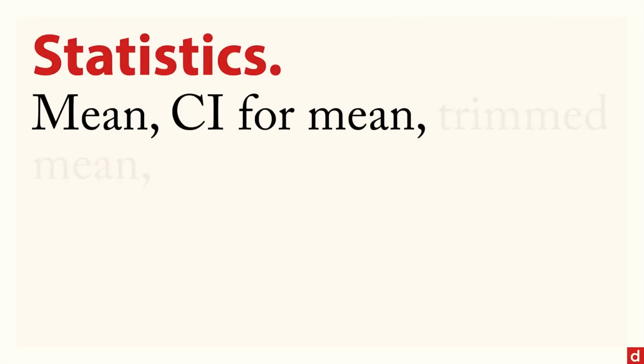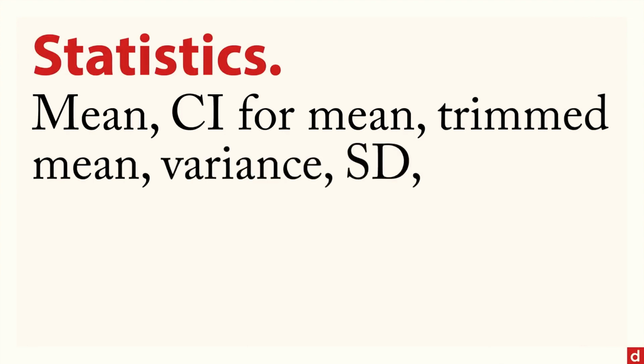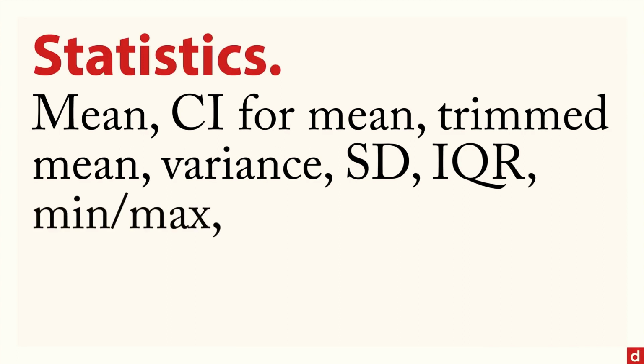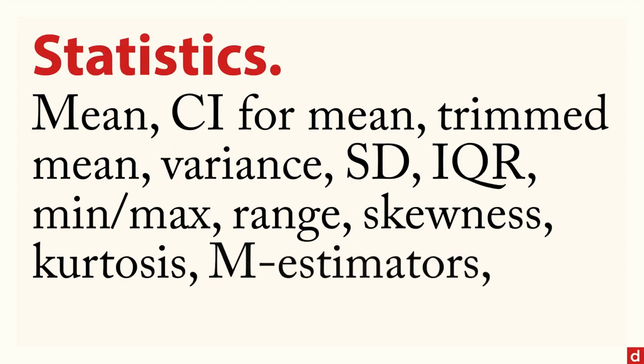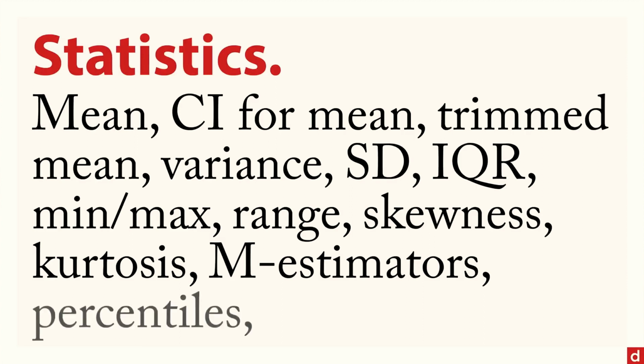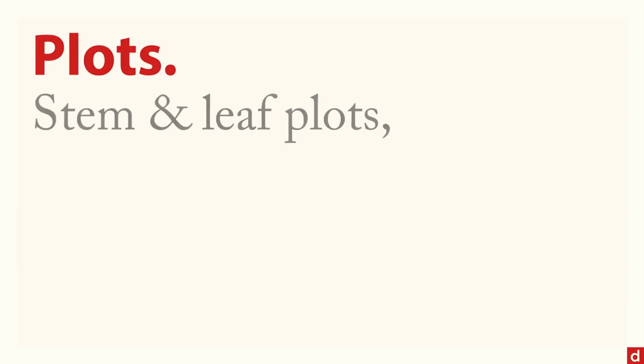Now, the Explore command is going to give you a bunch of statistics. It can give you the mean and the confidence interval for the mean and the trimmed mean, as well as the variance, the standard deviation, the interquartile range, the minimum and maximum, the range, skewness, kurtosis, a collection of M estimators, which are special robust ways for measuring the center of a distribution, percentiles, which we've seen before, and lists of outliers. It can also give you a collection of plots.